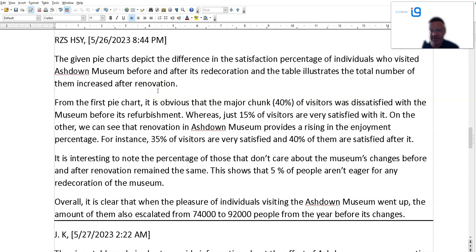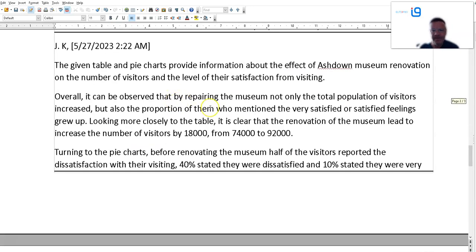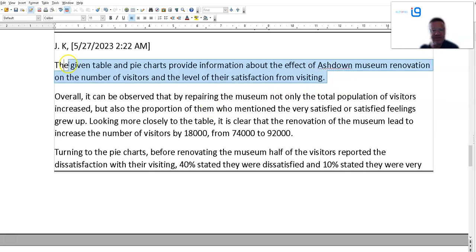First pie chart, obviously the major chunk was dissatisfied. Okay, yeah, that's true. All right. A rising in the enjoyment percent. Right, you need to be careful with synonyms. Satisfaction is not necessarily the same as enjoyment. Okay, it's kind of a synonym in certain contexts, but I wouldn't change it here. Enjoyment percentage. Enjoyment percentage. So that doesn't really work either. About the effect of a number of visitors. Okay, all right. Yes, that's kind of what it does. So you could just say it's visitor numbers, but okay.